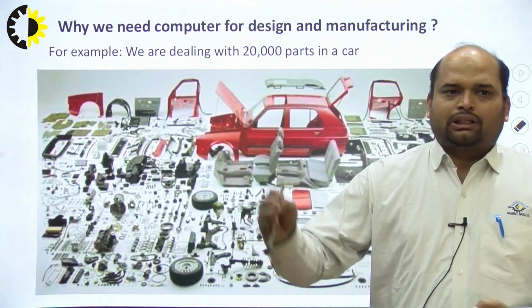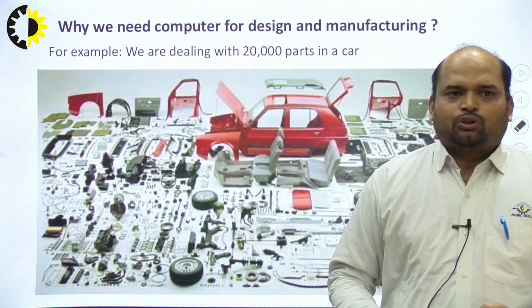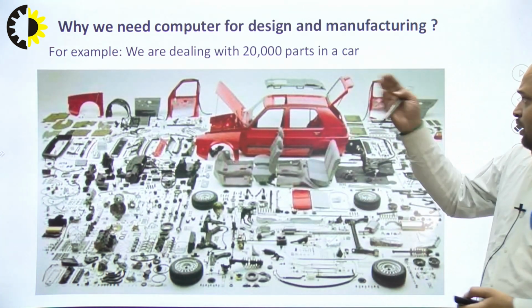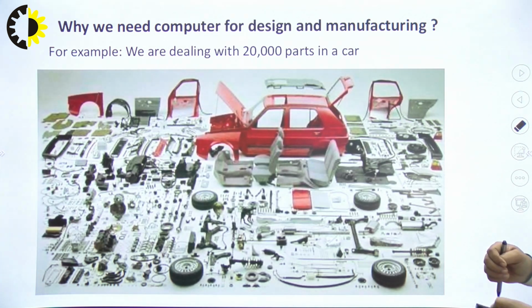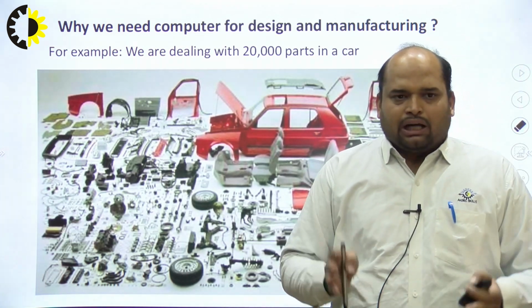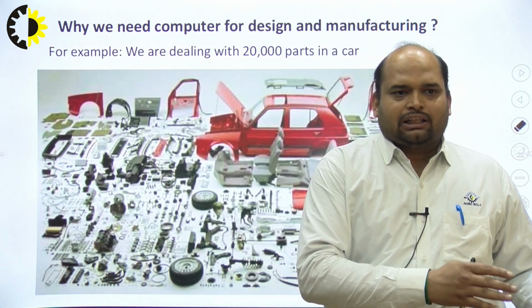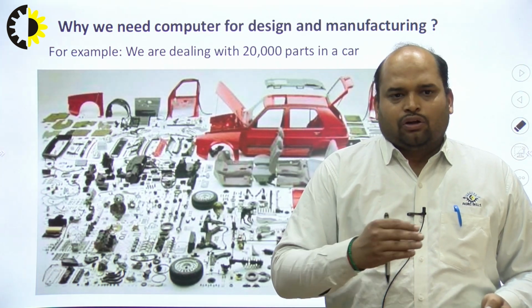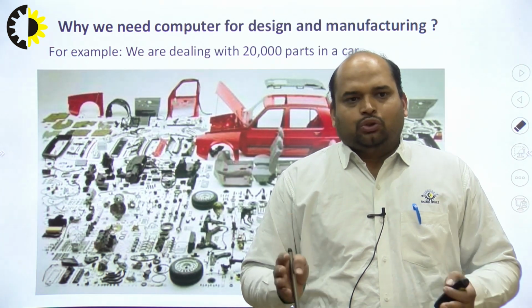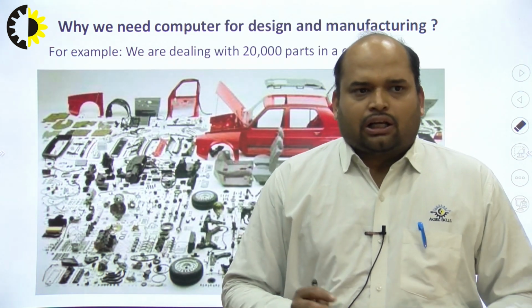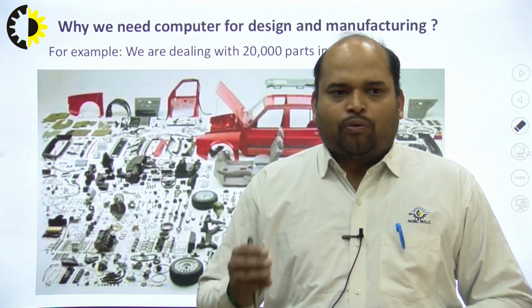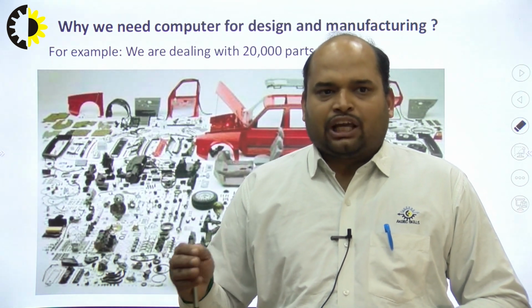production in huge quantity or number of parts, suppose we are manufacturing a car, we are dealing with a number of parts, like 20,000 parts in a car. To manufacture those parts on traditional machines like lathe and milling machines and with other operations, it needs a lot of time. So to produce such a huge quantity, we need computer aided manufacturing to produce the parts and reduce cycle time, so that the overall manufacturing production can be increased.